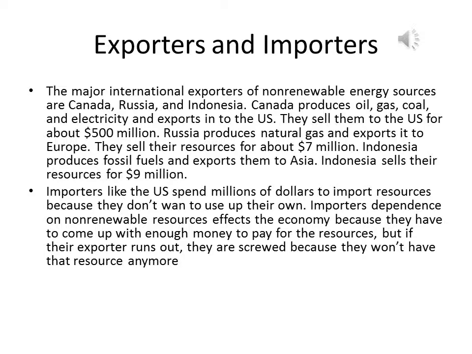Importers like the U.S. spend millions of dollars to import resources because they don't want to use up their own. Importers' dependence on non-renewable resources affects the economy because they have to come up with enough money to pay for the resources. But if their exporter runs out, they are in trouble because they won't have that resource anymore.